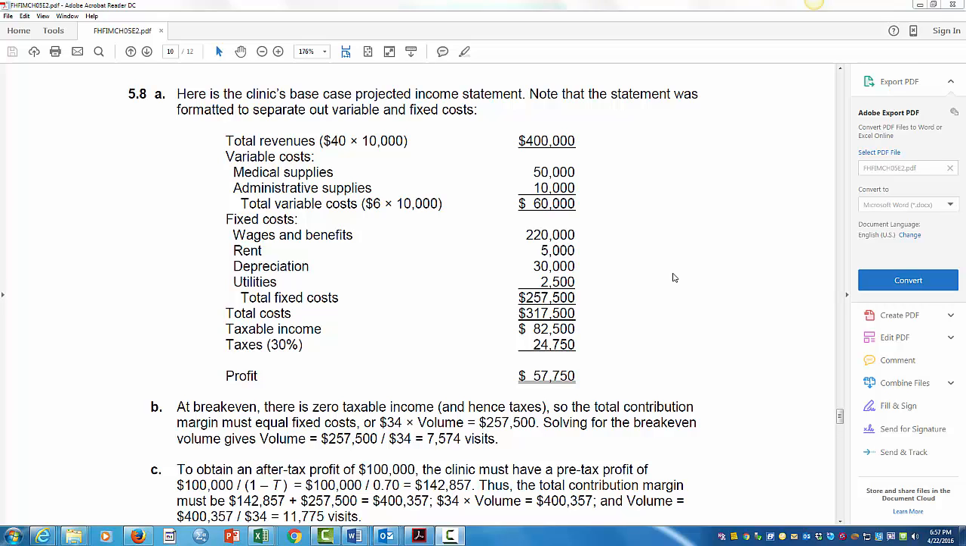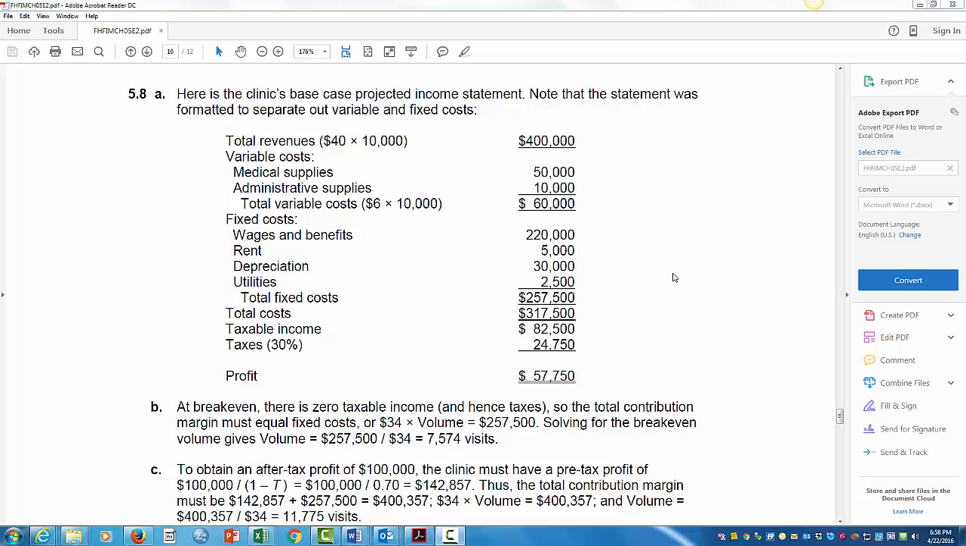Exercise 5.7 of our healthcare finance textbook is located on pages 152 and 153. Exercise 5.8 is on page 153. It says you're considering starting a walk-in clinic, and your financial projections for the first year of operations are as follows. We're dealing with General Hospital, which is a not-for-profit acute care facility, and you have provided revenues, 10,000 visits, and other expenses, both variable and fixed.